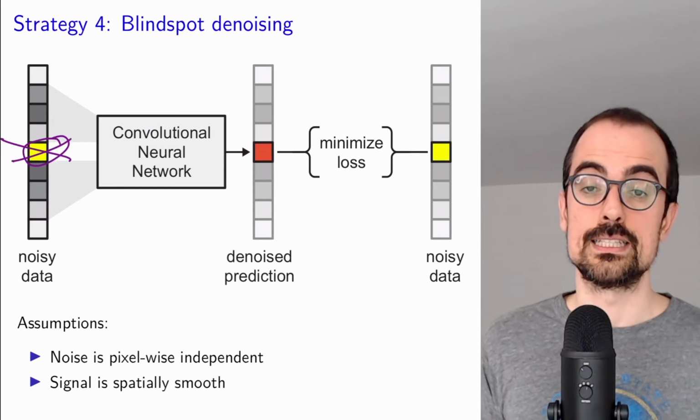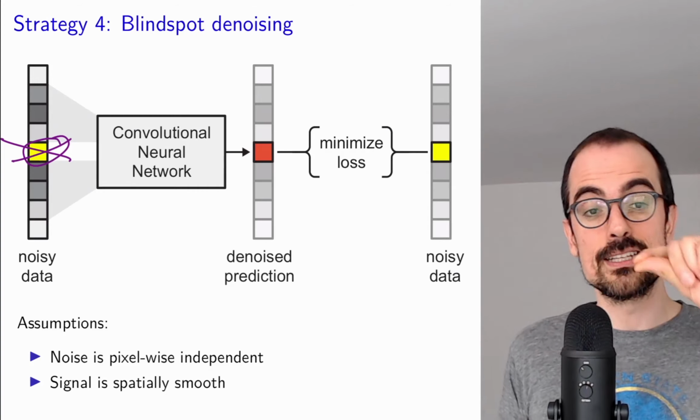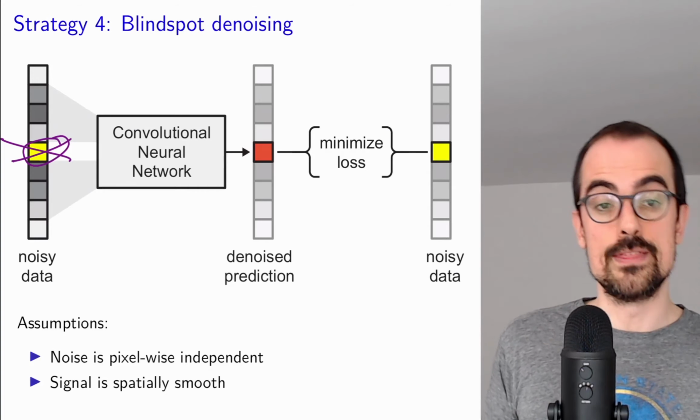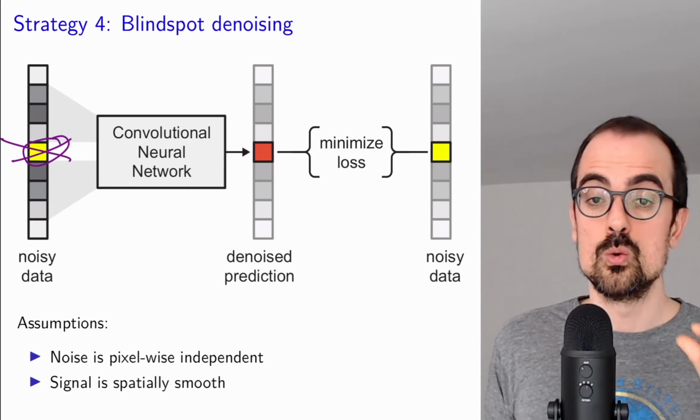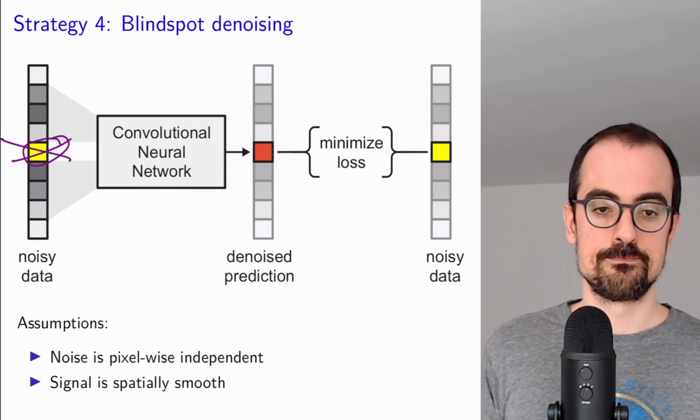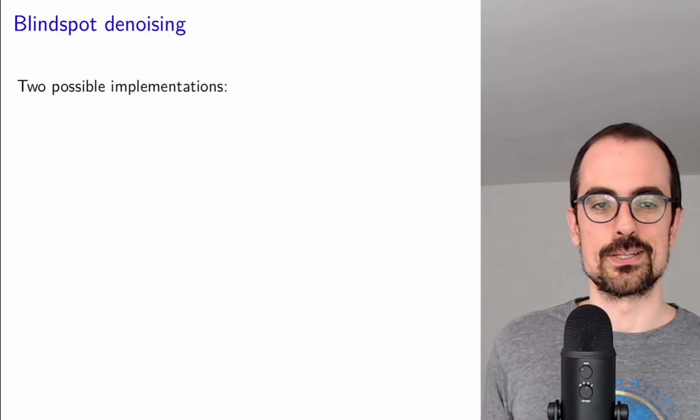Okay, I do want to say that in practice, what you do in the end is a weighted average with the original noisy pixel often, which improves the denoising a little bit. But those are just details about implementation.